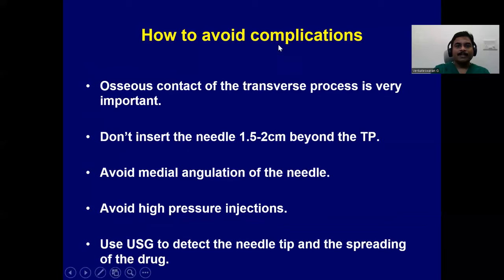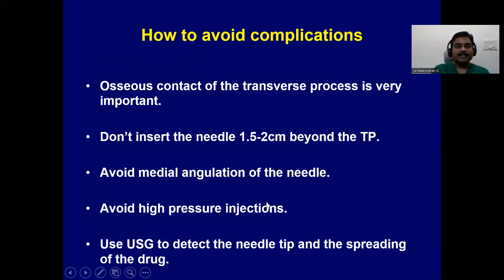How to avoid complications with PNS guidance? Osseous contact will help to avoid complications. Osseous contact of the transverse process in lumbar plexus block is very important. Once you hit the transverse process, don't insert the needle more than 1.5 to 2 centimeters beyond the transverse process, because the lumbar plexus is present within this distance. So don't go beyond it to avoid complications. Avoid medial angulation of the needle in lumbar plexus block.